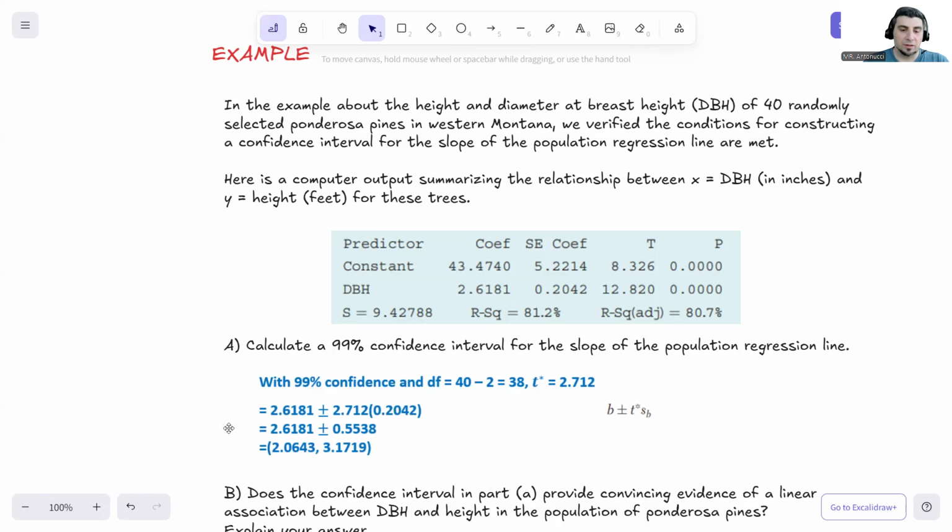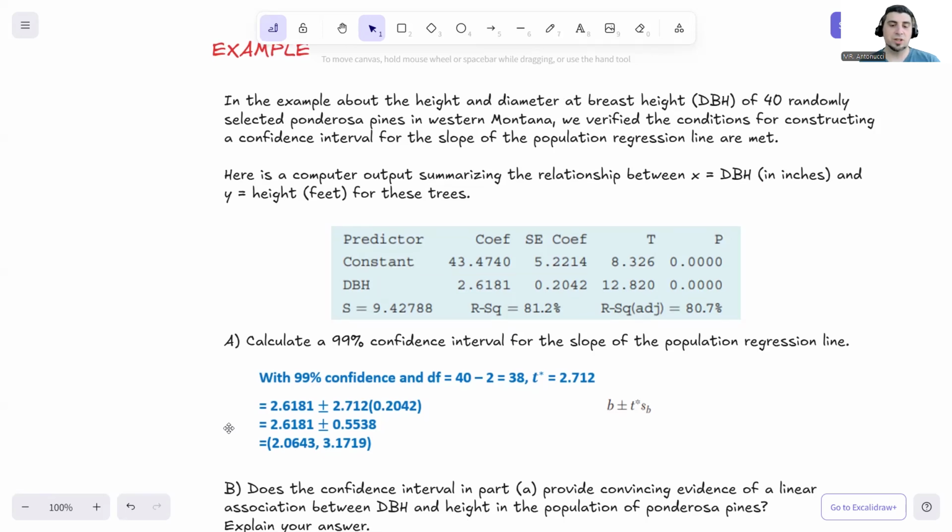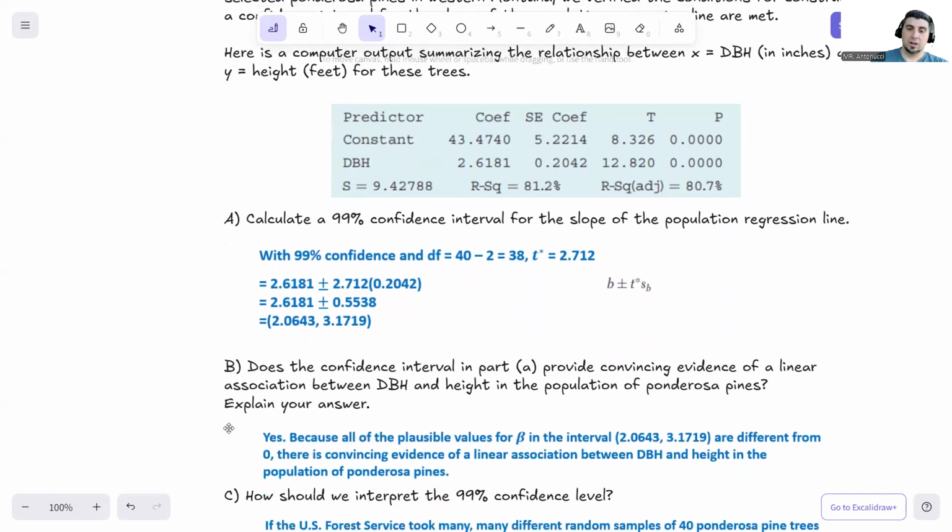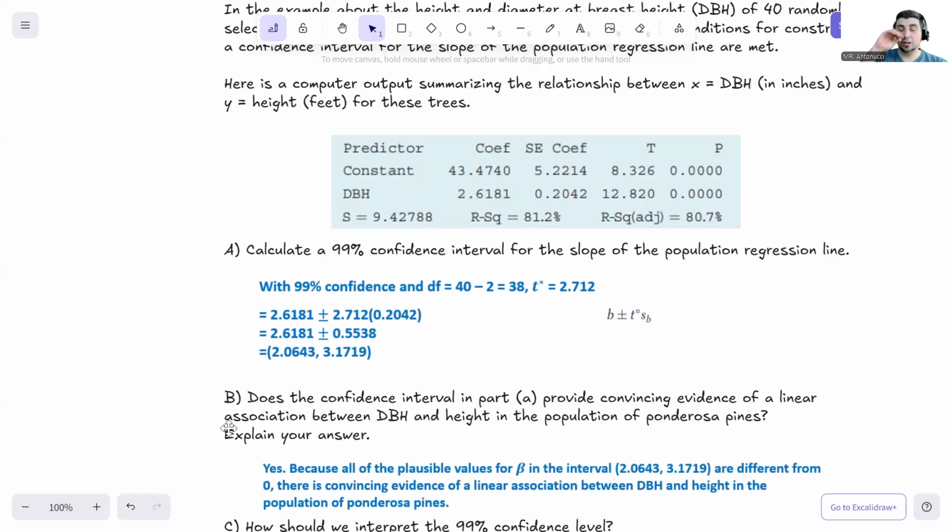Now, we ask, does the confidence interval in part A provide convincing evidence of a linear association between DBH and height in the population of ponderosa pines? I'm going to explain our answer. Yes, it does, because all of the plausible values for beta in the interval are different from 0. So there is convincing evidence of a linear association between DBH and height in the population of ponderosa pines.